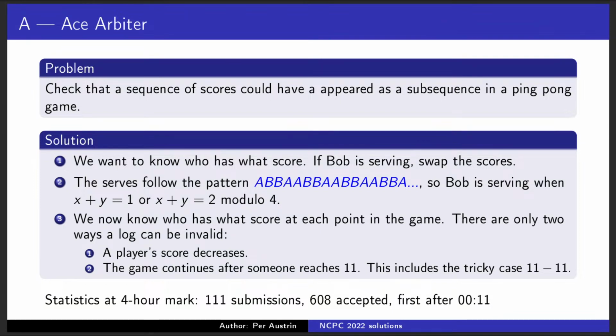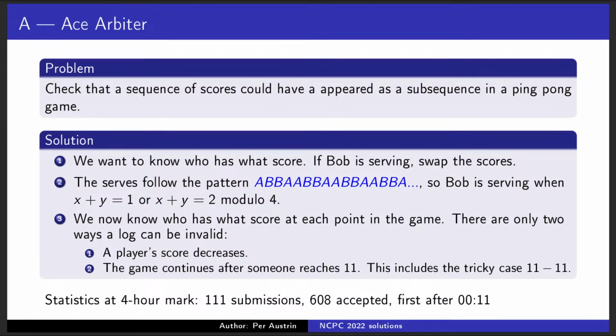And then there are also errors regarding the end of the game. So the game should end when someone reaches 11. And if the game continues after that point, it's also an error. And one way this can happen is if the score ends up being 11-11 at some point. That shouldn't happen. And that's kind of a tricky case. So this is everything you need to know for problem A.